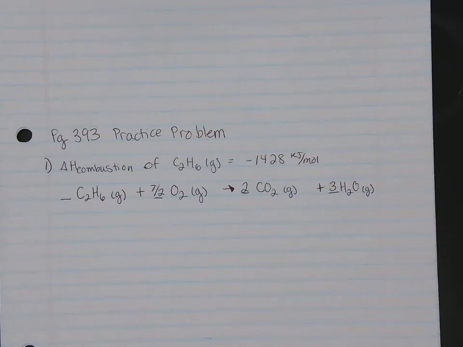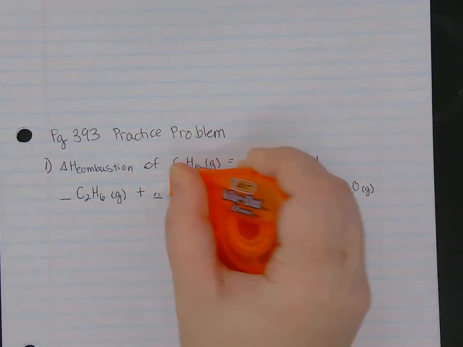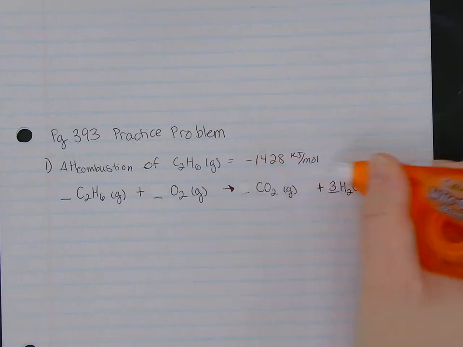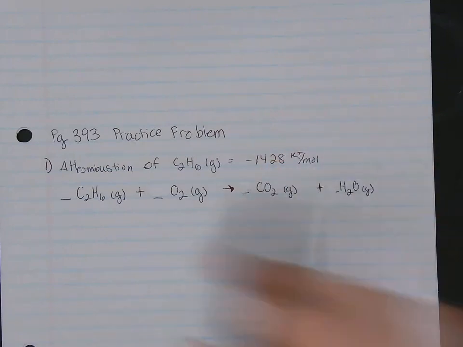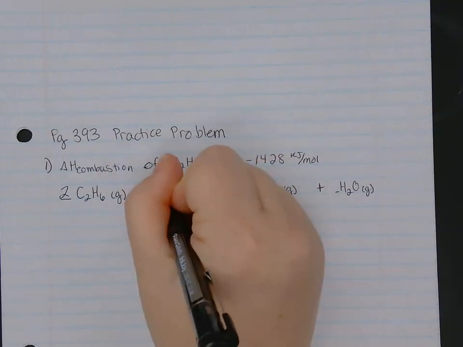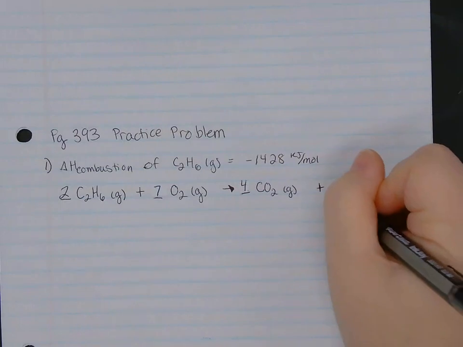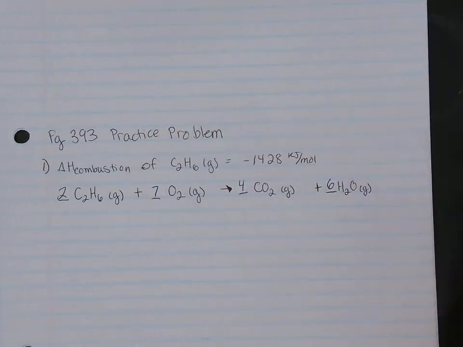But that's not whole numbers. So if we wanted to make these whole number coefficients, we could take everything and multiply it by 2. So I'm going to take off what we had. This was a 1, so it becomes a 2. 7 over 2 times 2 becomes 7. We had a 2 here before, so that becomes 4. And we had a 3 here before, so that becomes 6. And now we have our smallest whole number coefficients.